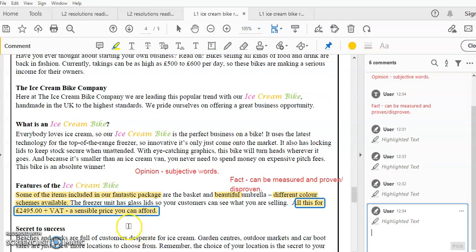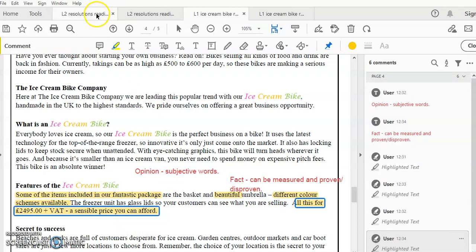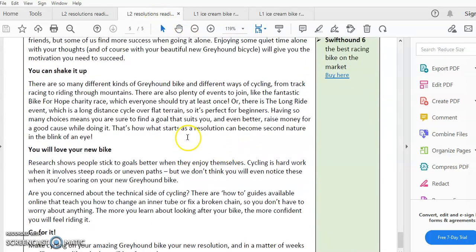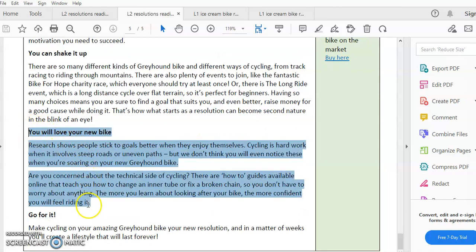That is subjective. Now, if we have a look at how this is tested at level 2, things get a little bit different. So again, we have got bias creeping in. Now, bias is where someone is arguing from a point of view. They've got an overall opinion on this, and they think that we need to be doing this, or that we should agree with them. So if we have a look here, it's asking us for 3 biased phrases from the You Will Love Your Bike section. And again, pay attention to the section you're asked to take from. So if we go down here, that's this section here. You will love your new bike.